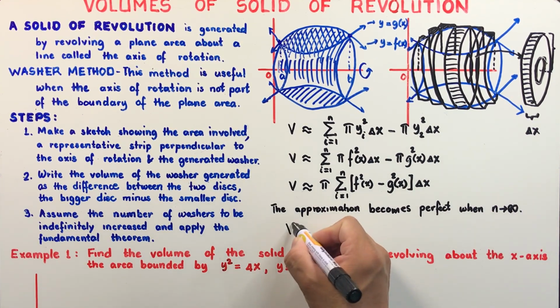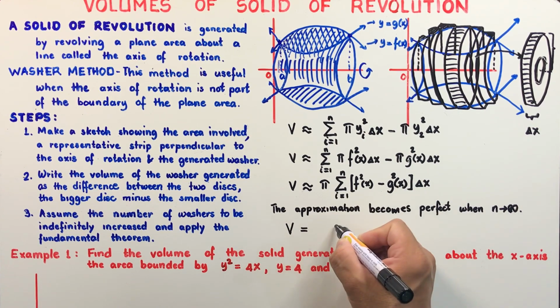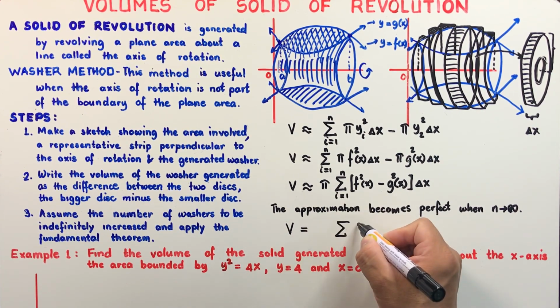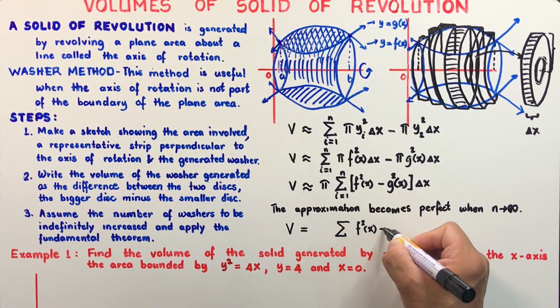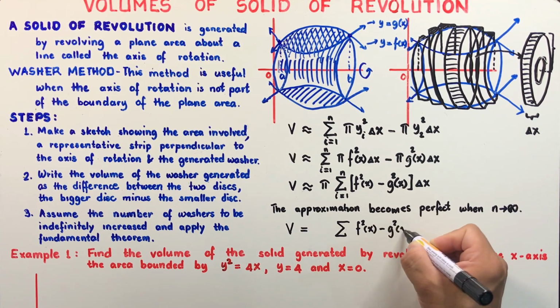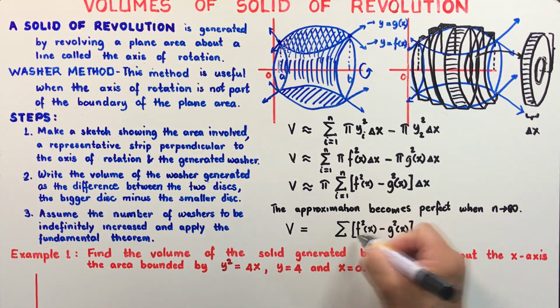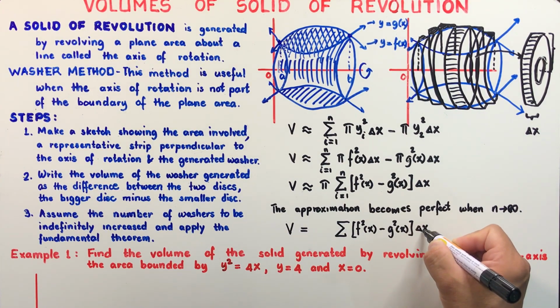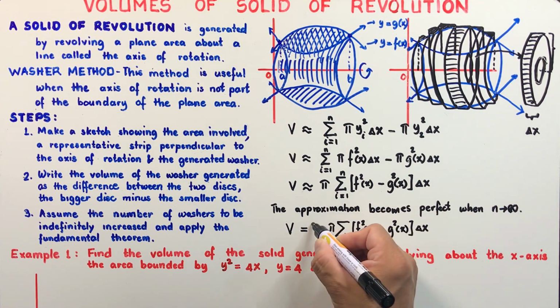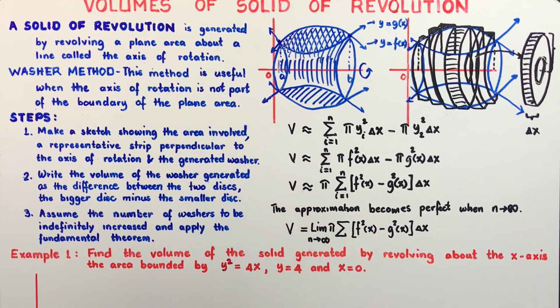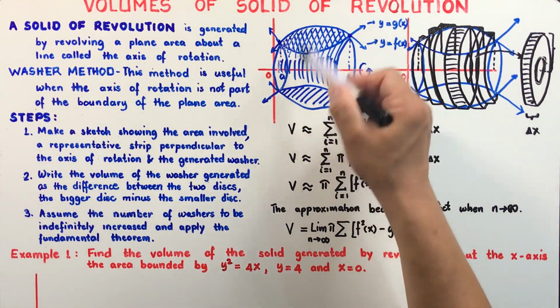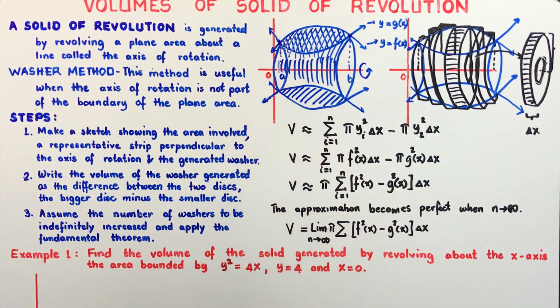So this volume can be exactly found when you add all the volumes of all the washers, which is found by the square of f minus the square of g times delta x. And how many washers are there? There are infinitely many washers here. In other words, you will be slicing the volume into infinitely many washers.